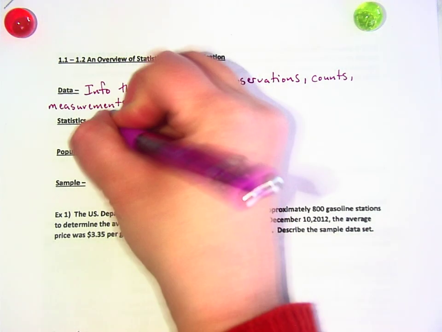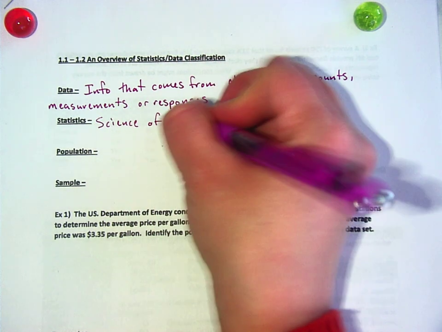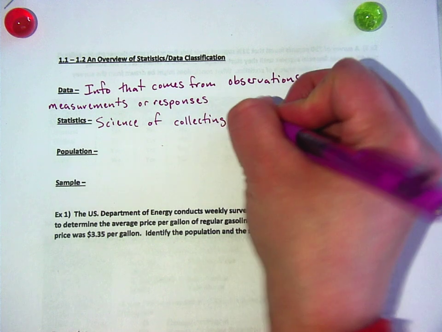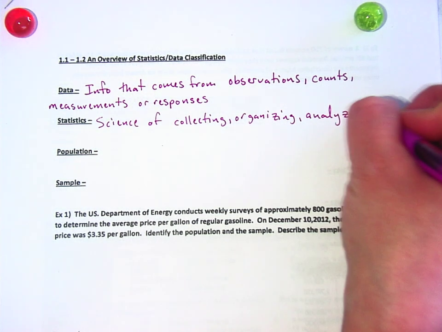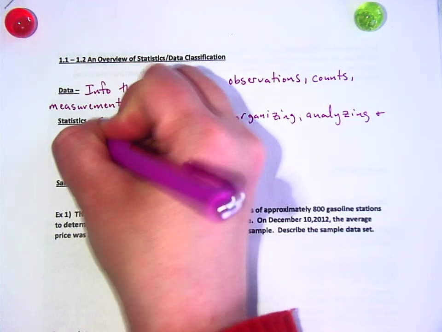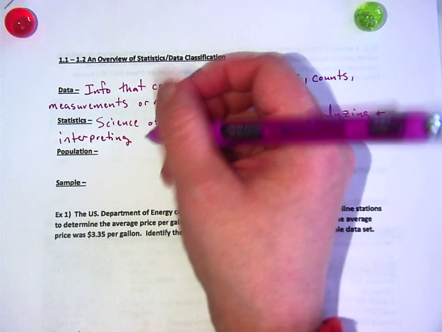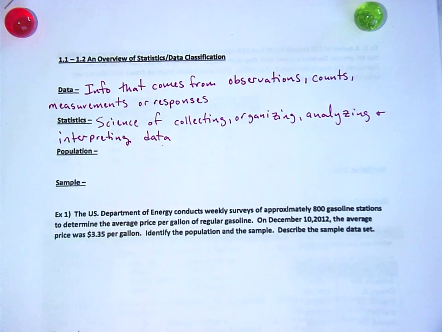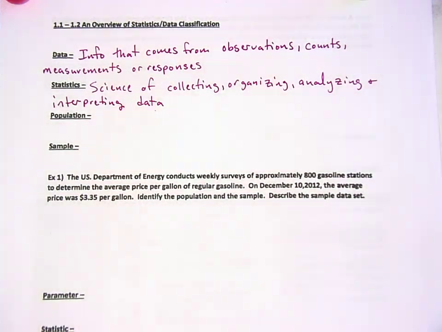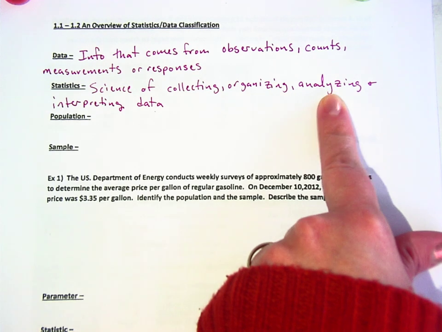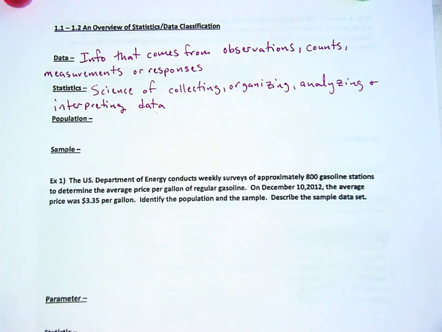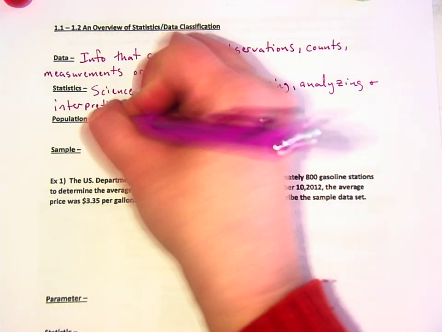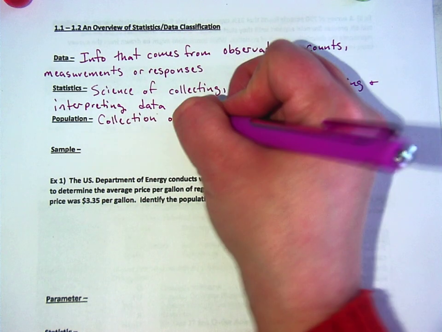Statistics is the science of collecting, organizing, analyzing, and interpreting data. So you have to be able to get information, you have to be able to organize it, analyze it. That's like getting information out of it, like the mean, median, mode, stuff like that, and then interpreting and deciding what to do with that data. A population is a collection of all possible data.